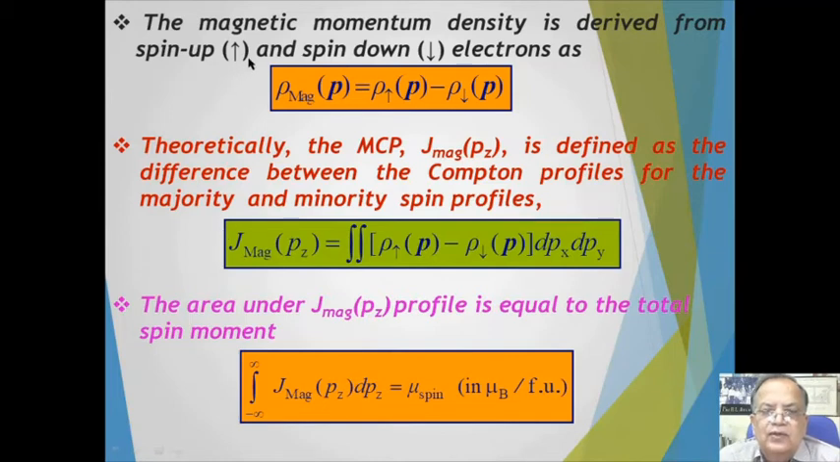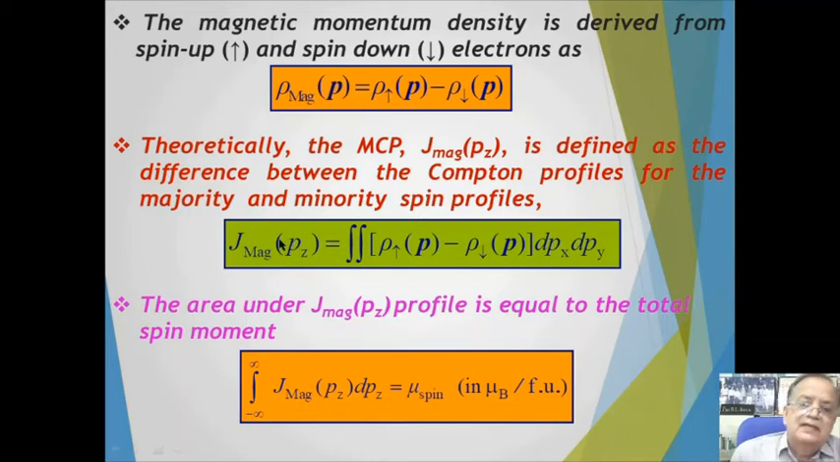Now if you want to talk about the magnetic momentum density, then you take the difference of these two, spin up and spin down, and take the rho magnetic (pz), right? So theoretically, if you just want J magnetic (pz), then rho up and rho down, their difference, is integrated like this. So you will have the magnetic Compton profile. So you have the charge Compton profile, you have the magnetic Compton profile.